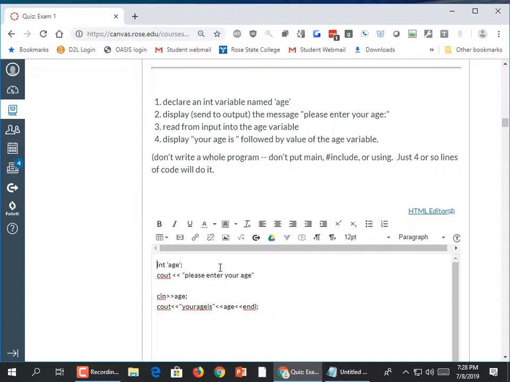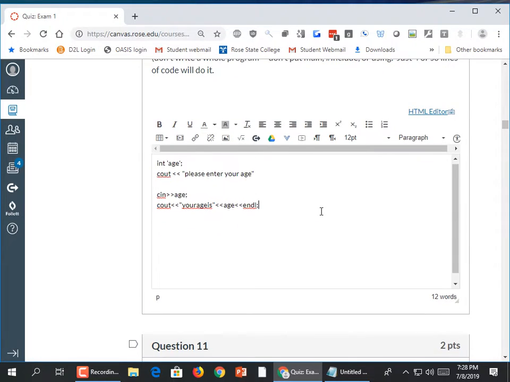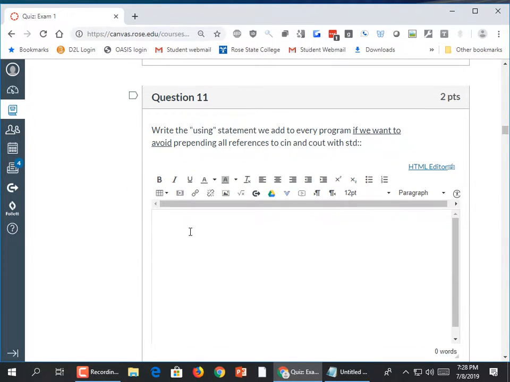The only errors I remember are people maybe getting the arrows going the wrong way, or the quotes around the variable. So just about everybody knows what using statement we use because we type it in or boilerplate it every single time: using namespace std.